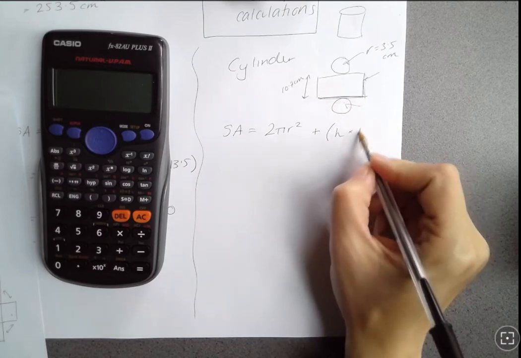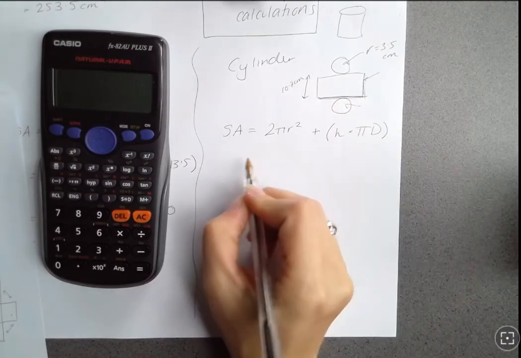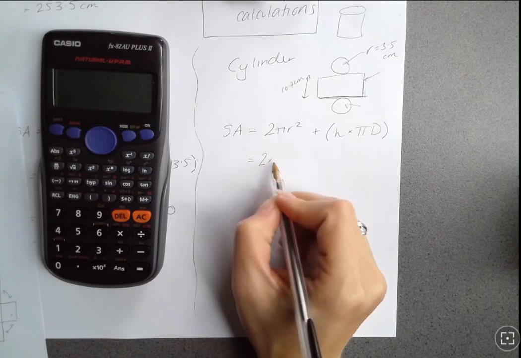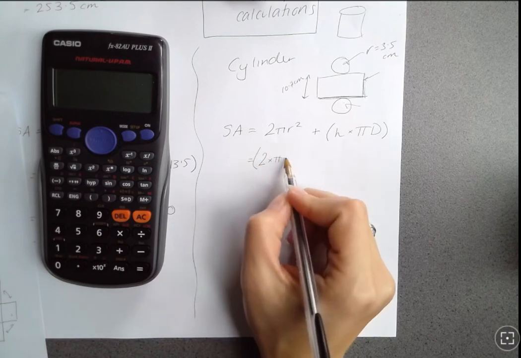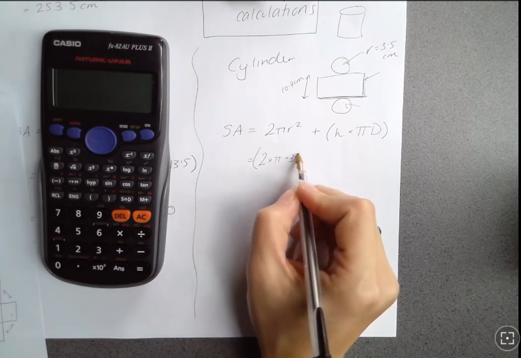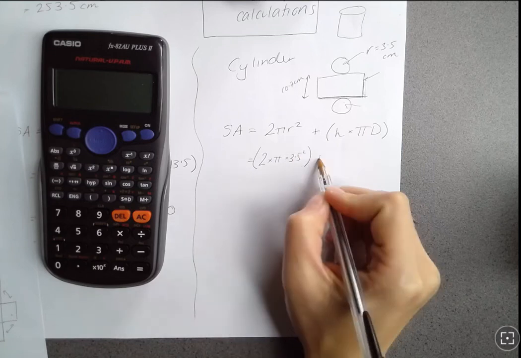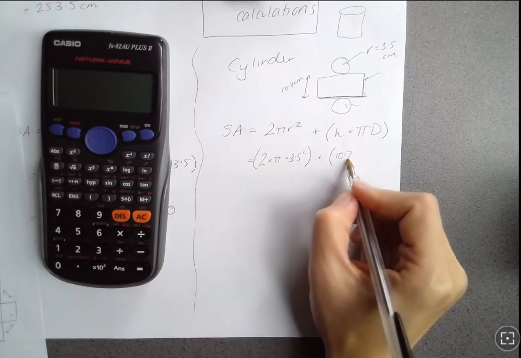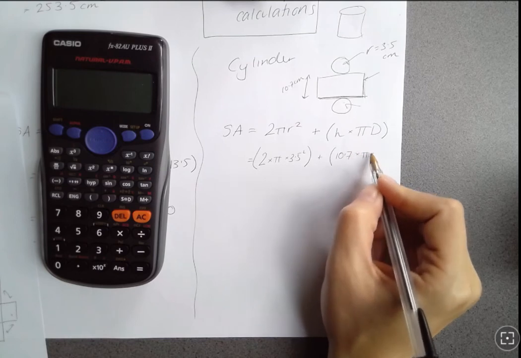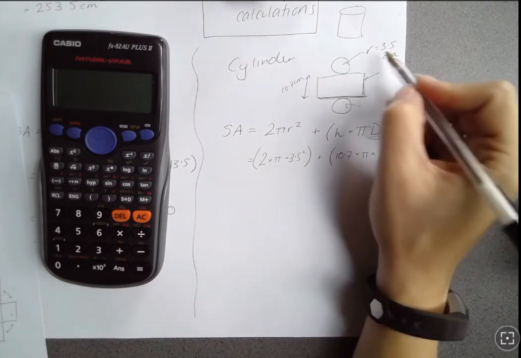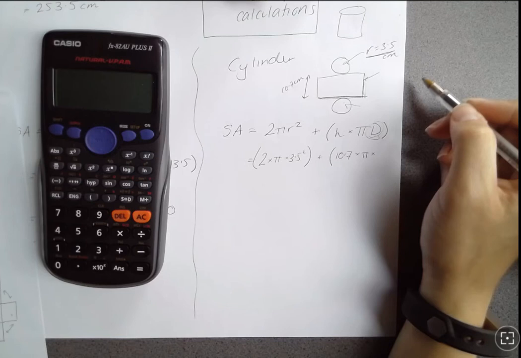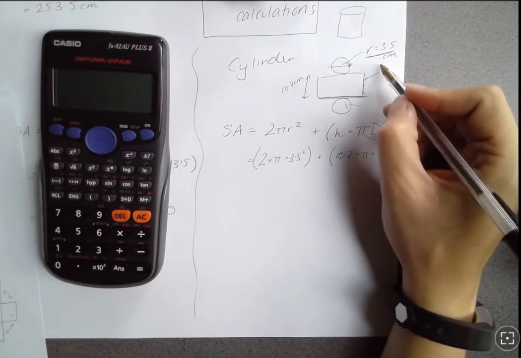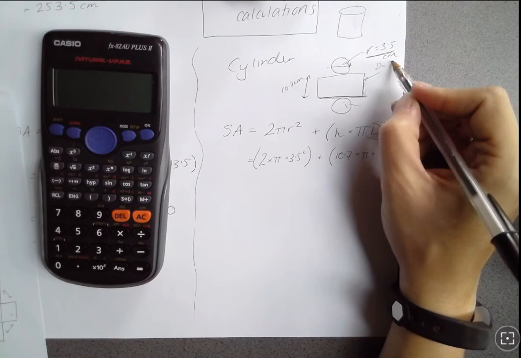Now we can do this 2 pi r squared part easily first, so 2 times pi times 3.5 squared. Now our height, we told you, was 10.7. We have to multiply by pi and multiply by the diameter. Now if our radius is 3.5, our diameter goes all the way across. So that is 3.5 times 2, which is 7.